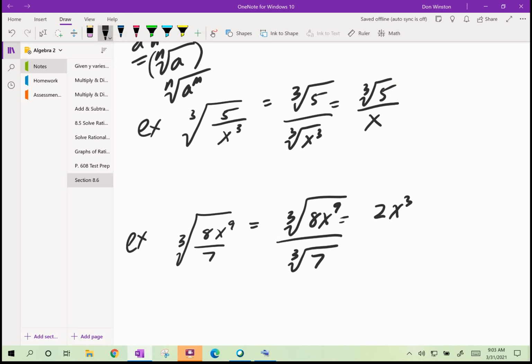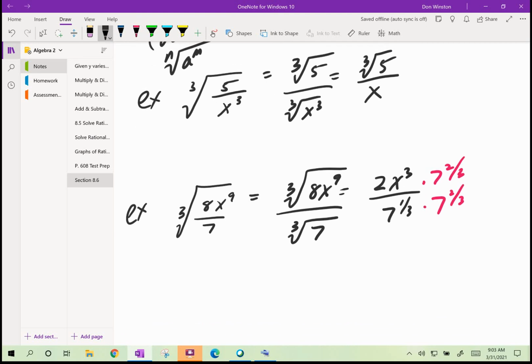And then I'll write the denominator as a rational exponent. The cube root of 7 is the same as 7 raised to 1/3. Now I'll multiply this by 7 raised to 2/3. And what will that give me? That will give me 2x cubed times 7 raised to the 2/3, which is the same as the cube root of 7 squared, which is 49, all over 7. Again, I'm just converting 7 raised to 2/3 as the cube root of 7 squared, which is 49.